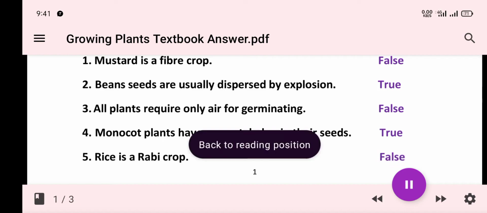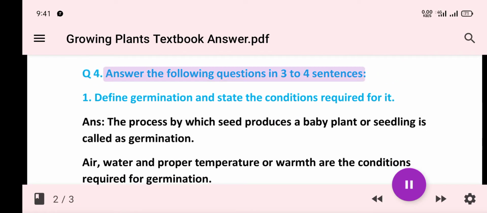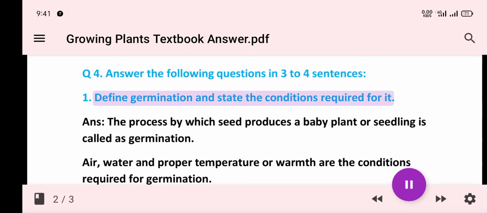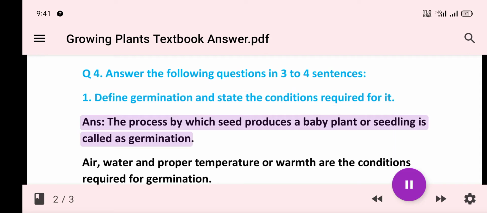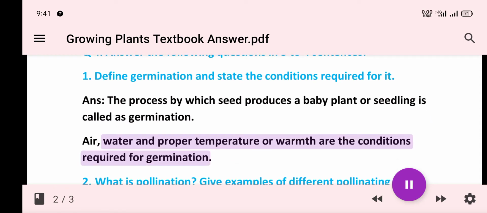False. Q4. Answer the following questions in 3 to 4 sentences. 1. Define germination and state the conditions required for it. Ans. The process by which a seed produces a baby plant or seedling is called germination. Air, water and proper temperature or warmth are the conditions required for germination.